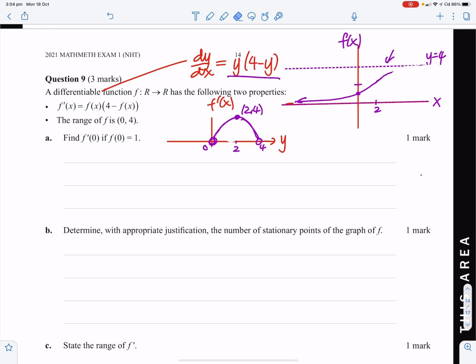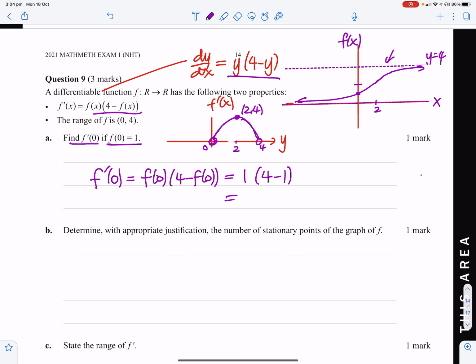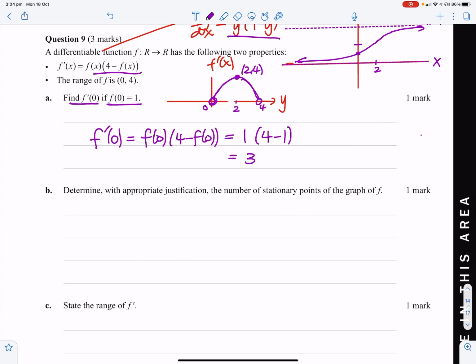Now, from here, find f dash of 0 if f of 0 is 1. So we know f dash of 0 is f of 0 times (4 minus f of 0), which is 1 times (4 minus 1), which is 3. So hopefully most people would get that.